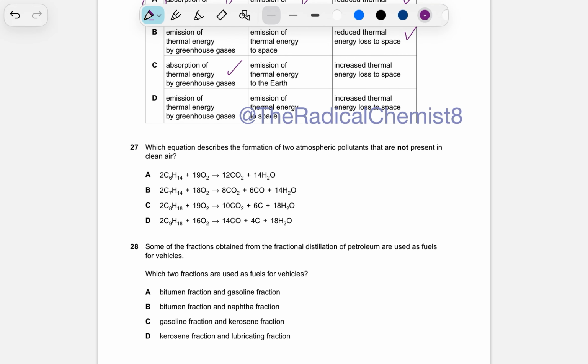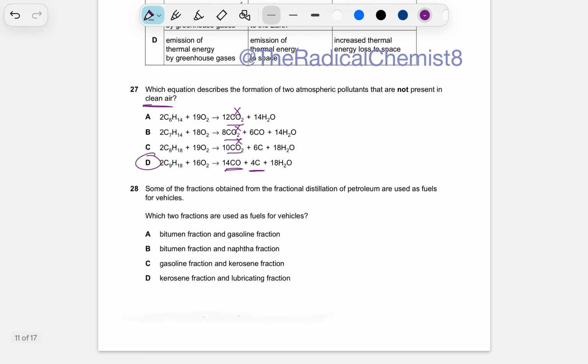Next, which equation describes the formation of two atmospheric pollutants that are not present in clean air? So first of all, carbon dioxide is present in clean air. So these three equations would be incorrect because they have carbon dioxide in them. So your answer is D. It contains carbon monoxide and carbon, which are atmospheric pollutants not present in clean air.